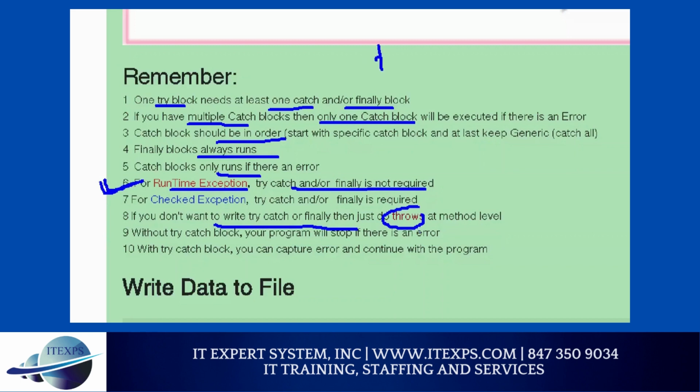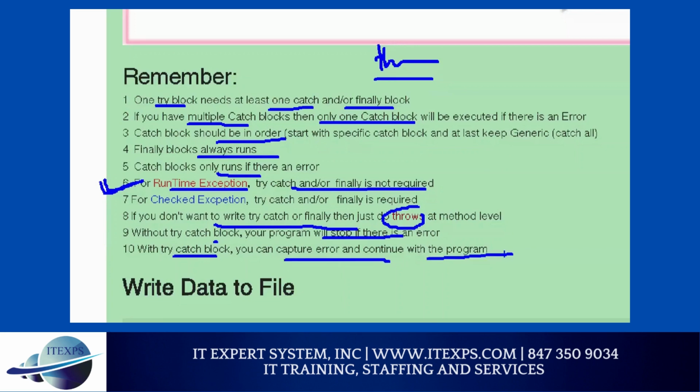So you can say, I'm not going to handle it, someone else will handle it. So just do throws. Throws means you don't have to write try, catch and all. Sometimes you're tired and you want to get the work done. In Selenium, you will always use throws because try catch unnecessarily creates logic. Throws means you are saying, I'm not going to handle it, someone else will handle it. Very simple. Without a try catch block, your program will stop if you get an error. With a try catch block, you can capture the error and continue the program.